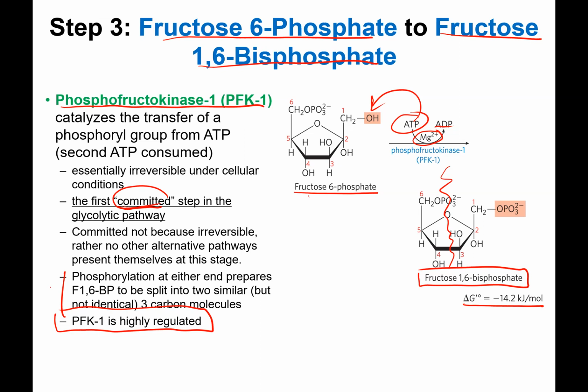Or regulation by, in fact, phosphorylation. We're going to see we have covalent regulation, we have allosteric mechanisms. So when I say regulated, that's what I'm talking about. I'm not talking about the ebb and flow. I'm talking about actual regulatory mechanisms.